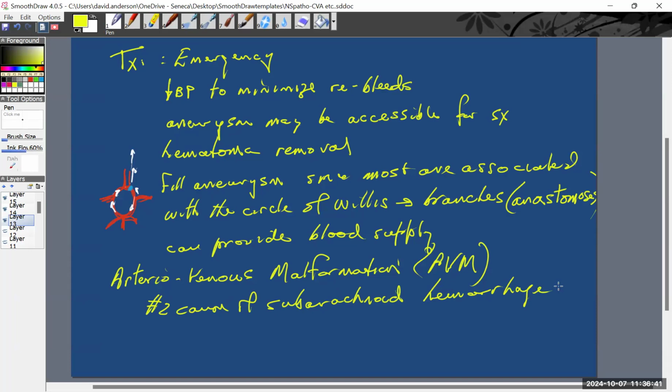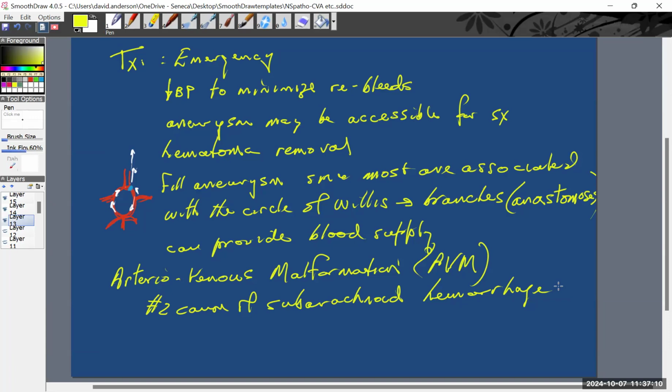What we have going on in this situation is that someone is born with this malformation. So the onset of a rupture is going to happen in a slightly younger population. Usually a diagnosis is going to be made under the age of 40. So there's an embryonic formation of an arteriovenous shunt. So there are no capillary beds in between.